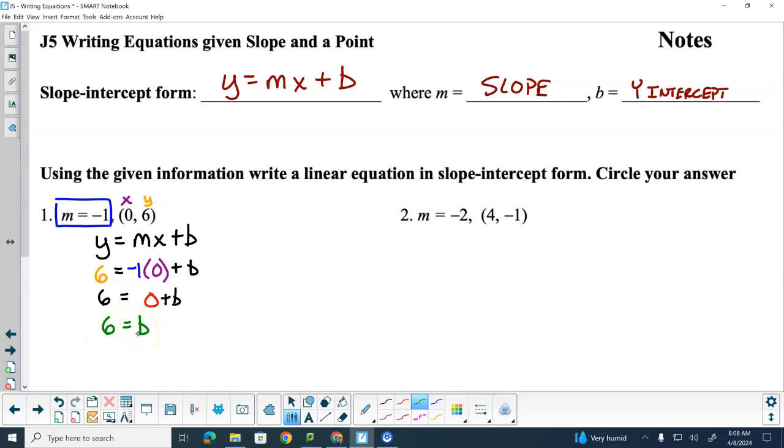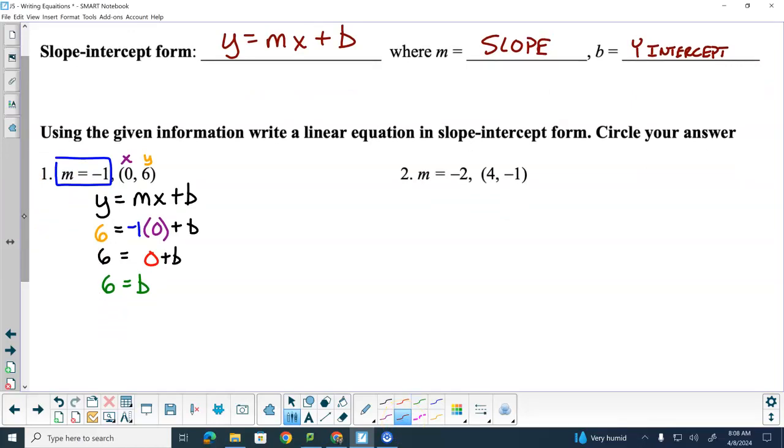Okay, all right? Chloe, put it all together. What's my m value? It's in a blue box. -1. What's my b value? 6. So put it all together in y equals mx plus b form for me. Y equals, what's my m value? -1 x plus 6. Good job. That is our answer.